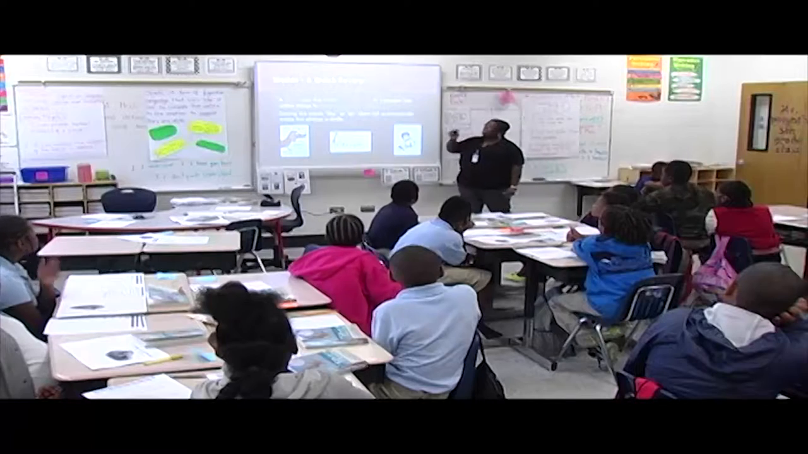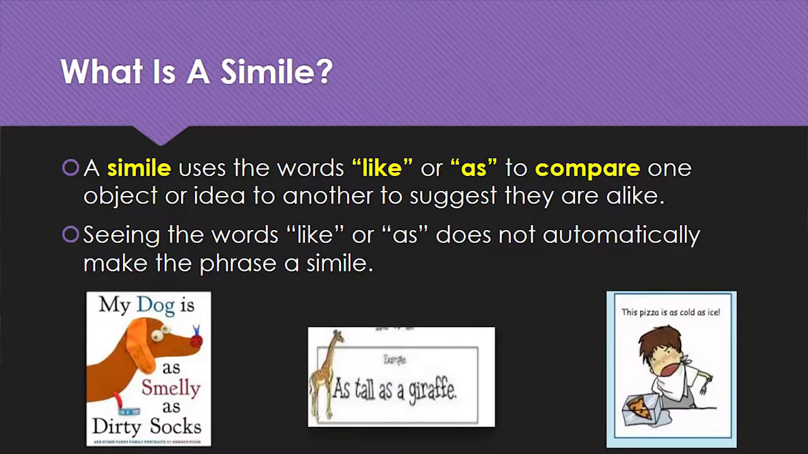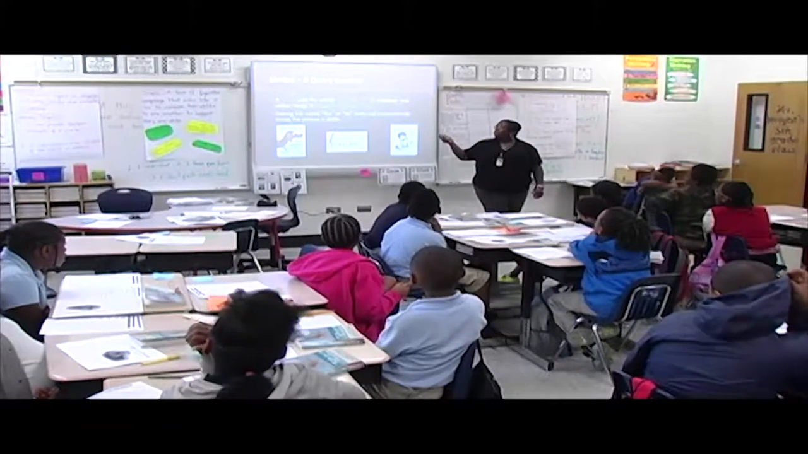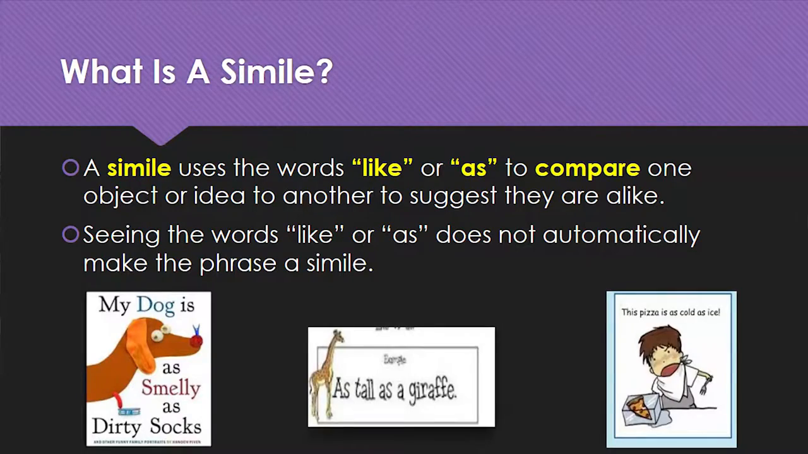Now, let's look at a simile. A simile uses the words like or as to compare two unlike things to suggest they are alike. So, what are the different characteristics of a simile? What's one characteristic? It uses what? Like. That's one characteristic. What's the second characteristic? Two things that are unlike. And what's the third characteristic?